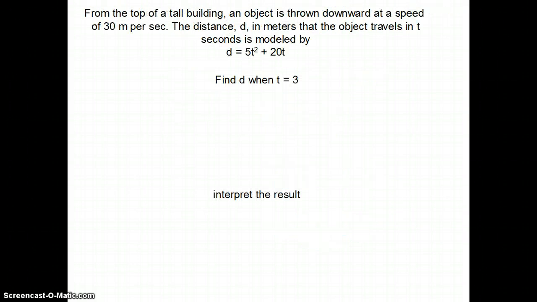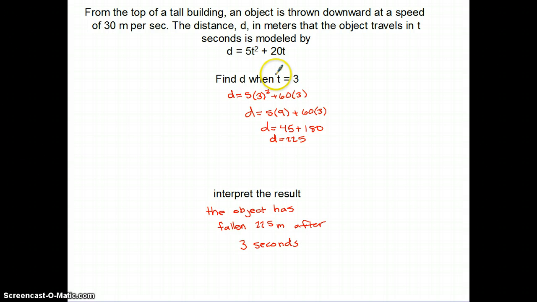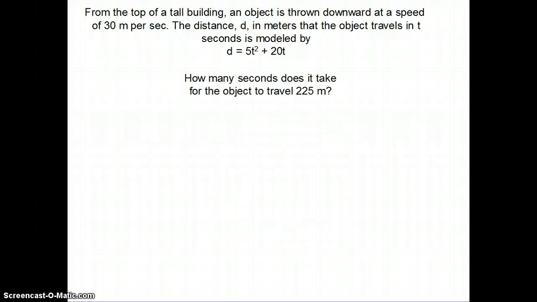Go ahead and take a moment to again try this next slide on your own after pausing the video. So the first thing I did was I plugged in a t value of 3 in order to find the d value. After plugging that t value in and doing the math, I obtained a value of 225 for d. What this tells us is the distance the object has fallen is 225 feet after a total of 3 seconds.